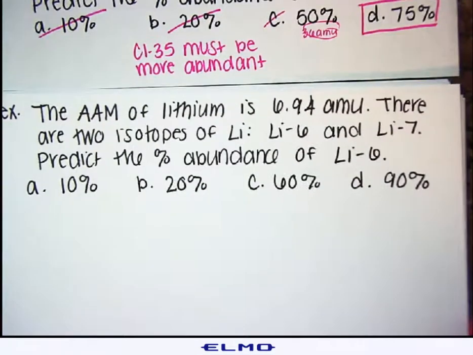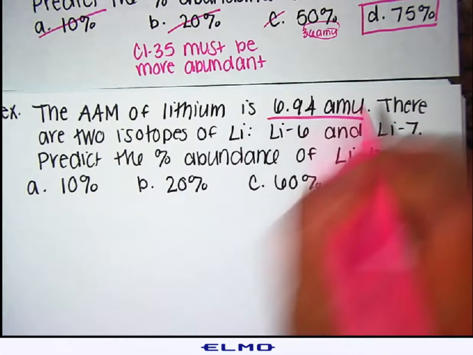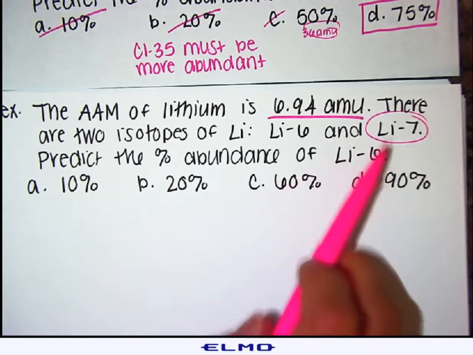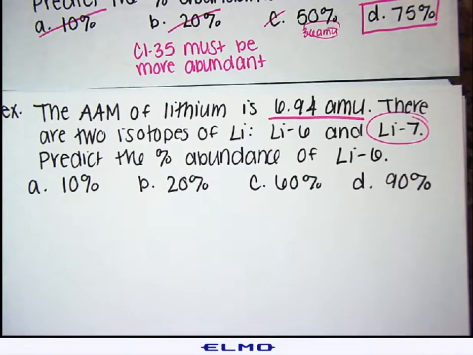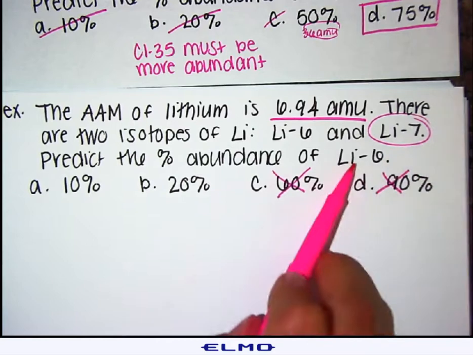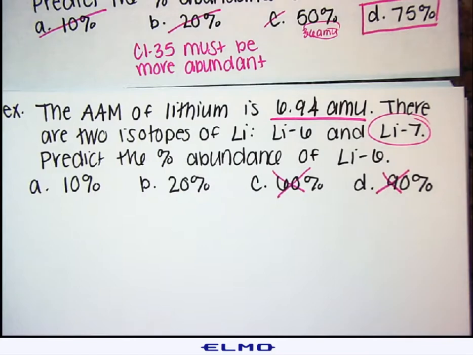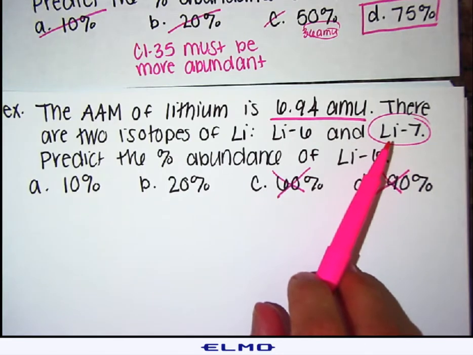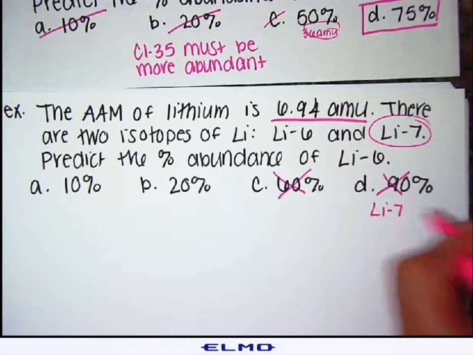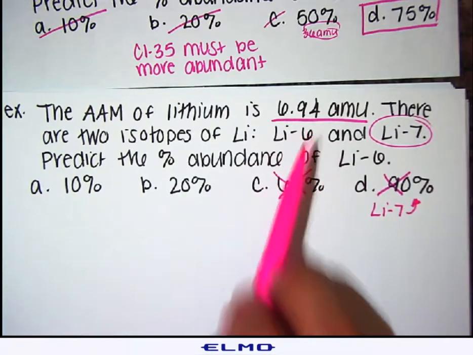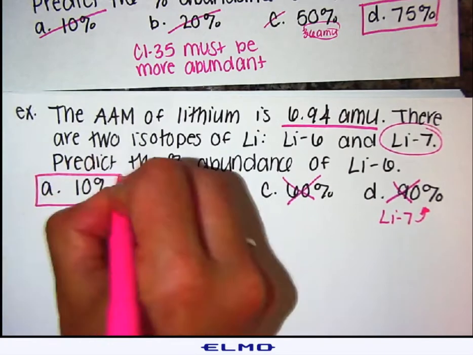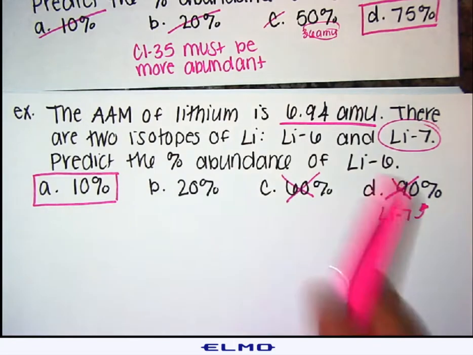So the first thing that we want to do is look at the average atomic mass and figure out which isotope is more abundant. Well, 6.9 is really close to lithium 7. So lithium 7 is more abundant than lithium 6. Lithium 6 is less abundant. So we're really thinking like A or B. So now we want to think, how close is this average to 7? It's really, really close. If I were to predict lithium 7, I would say it's probably about 90% abundant. 6.94 is almost 7. Lithium 7 has to be very, very, very abundant. So I would say best answer A, 10%. Lithium 6 is only 10% abundant.